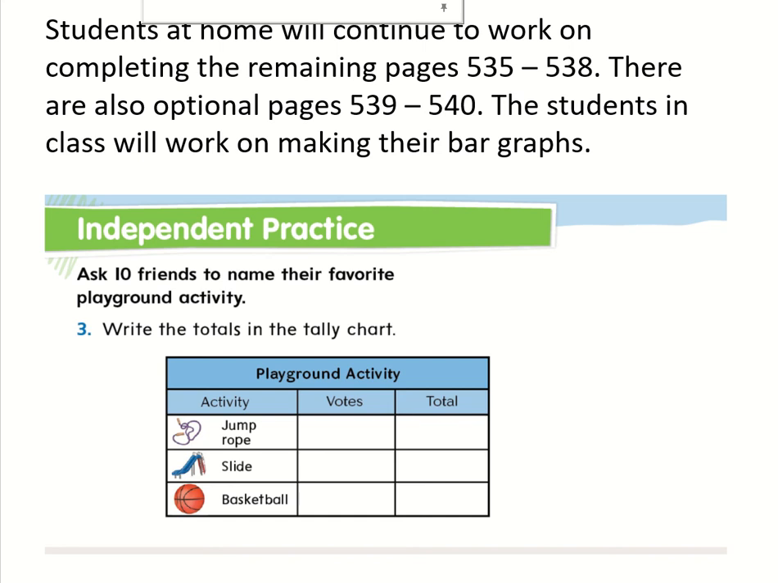But here on the bottom, something we can do in class may not be possible at home, but maybe you have the option to ask some family members. You're going to ask 10 friends to name their favorite playground activity, and then write the totals in the tally chart below. We can actually do this in class, but like I said, boys and girls, if you want to complete this activity at home, you're more than welcome to.